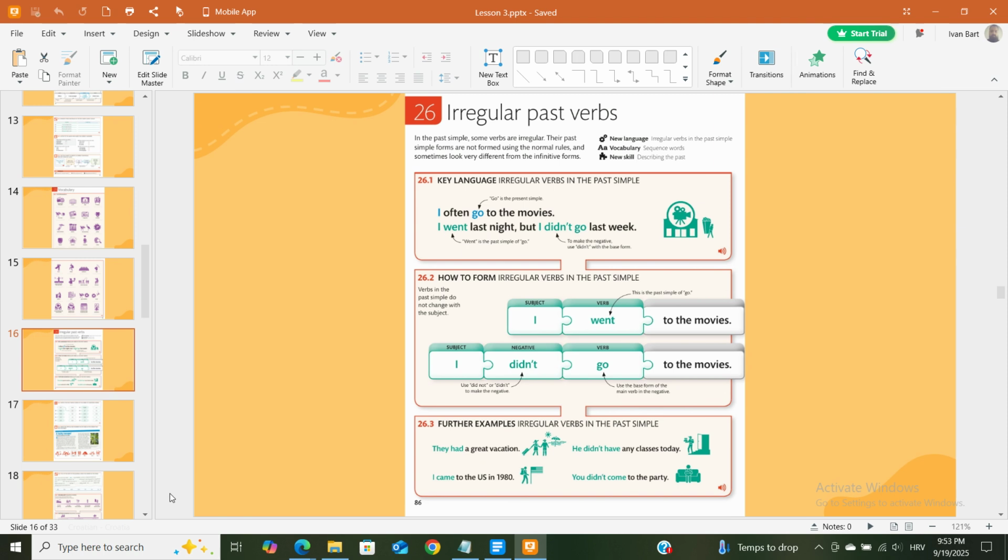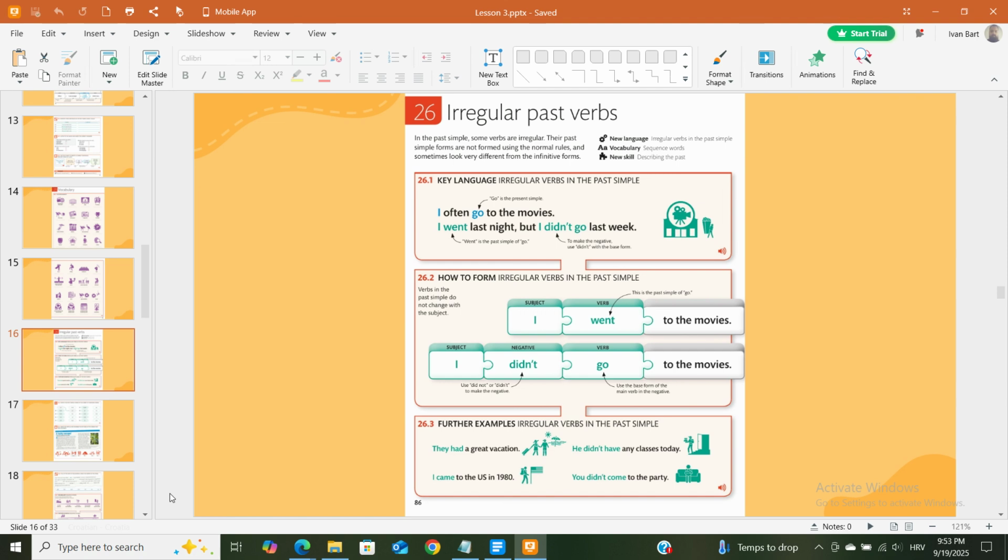26.2 How to form irregular verbs in the past simple. Verbs in the past simple do not change with the subject. This is the past simple of go: subject, verb, went. Negative: subject, didn't, go. Use did not or didn't to make the negative. Use the base form of the main verb in the negative.